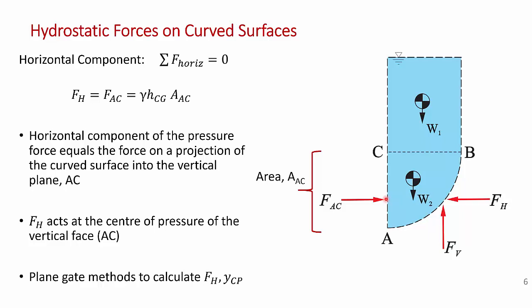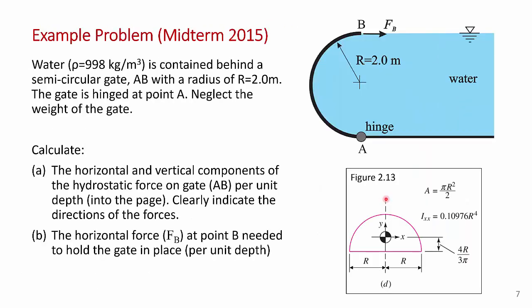So that's a quick description of the general technique, and now we're going to do a couple of detailed examples. This example is taken from the midterm, 2015, so this is an actual midterm caliber problem. Water, density of 998 kilograms per cubic meter, is contained behind a semicircular gate with radius 2 meters. Here's our gate AB, and it's hinged at A, and we're going to neglect the weight of the gate, just calculate the forces based on the hydrostatic forces.